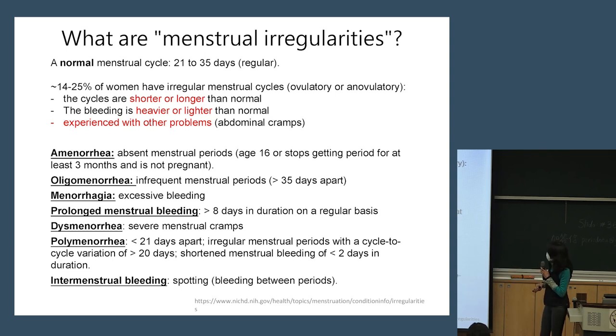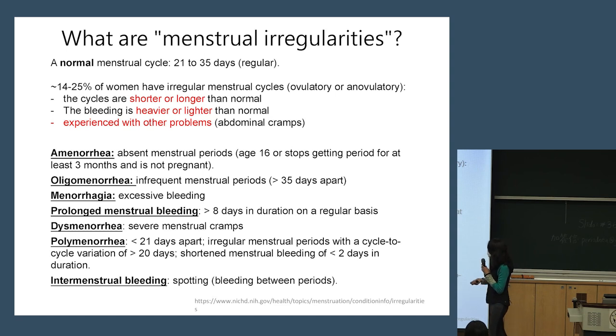All right, polymenorrhea. Poly means a lot, right? So the cycles are really short between each other. So less than 3 weeks, or it's very irregular. Or the menstrual bleeding time is shorter than 2 days. Those are considered abnormal, okay?